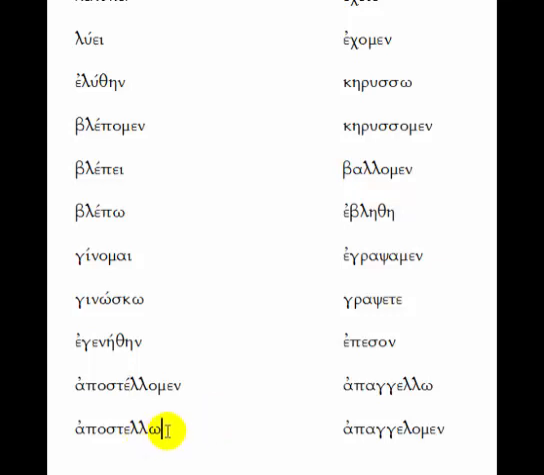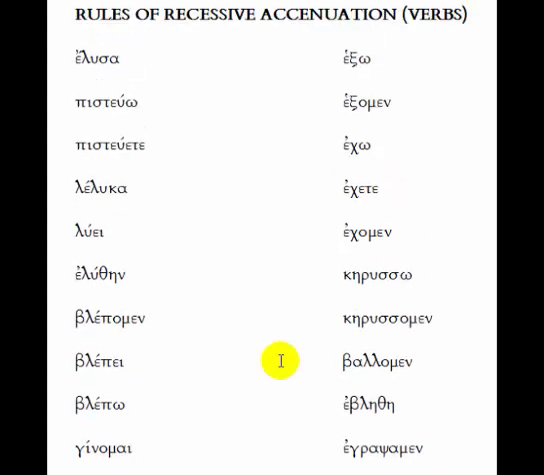On the other hand, this form of the word, apostello, we end in a long vowel, and therefore that's only going to let us go back to the penult there, apostello, apostello. Okay, so let's jump up here again and take a look at a few more.